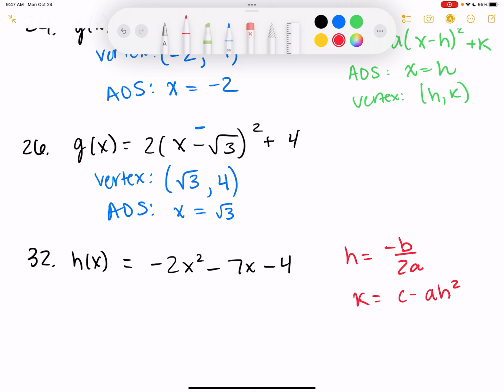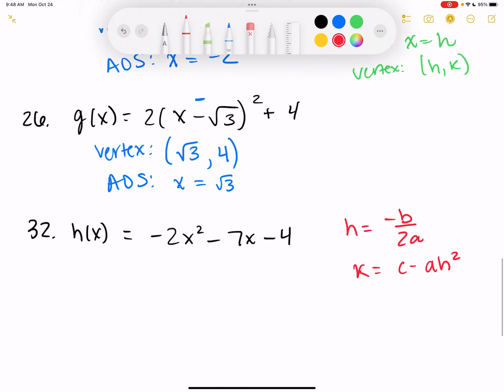Then if a is greater than 0, it opens up. If a is less than 0, it opens down. You know, all that fun stuff. So, h is equal to minus b, so minus negative 7, so that's going to be plus 7, over 2 times a, which is negative 2. So h equals negative 7 over 4. So that's h.